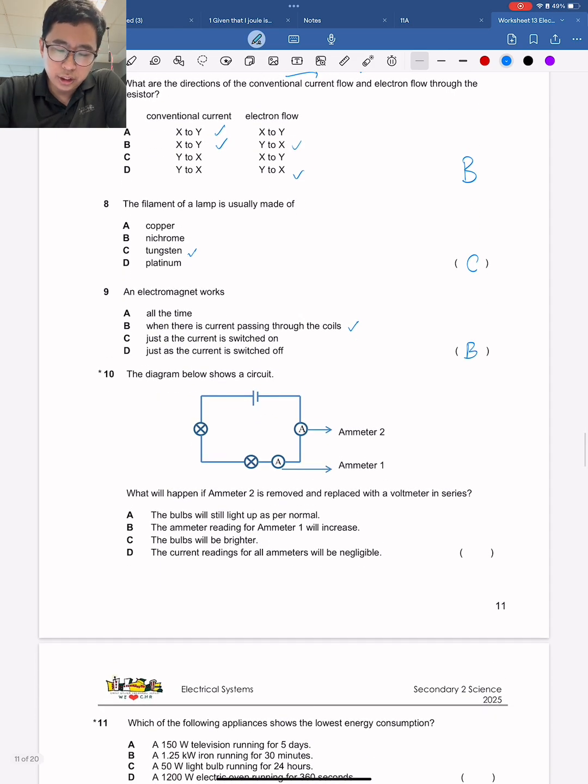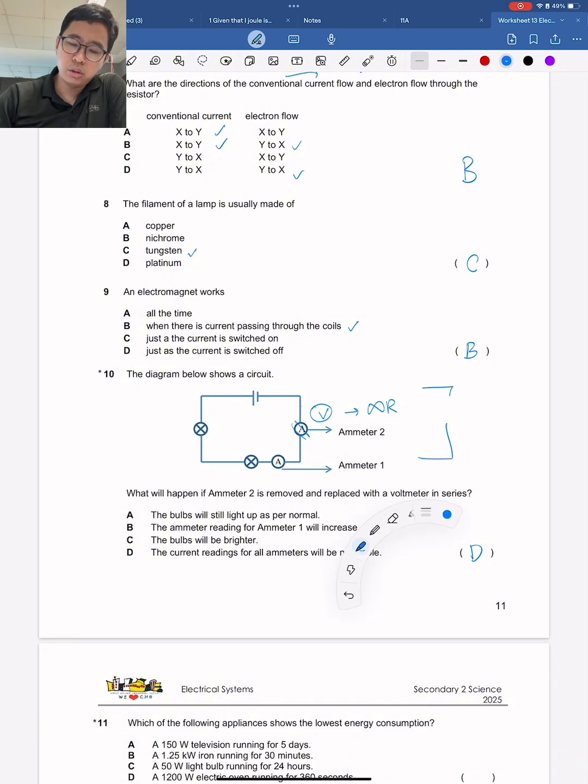The following shows a circuit. I think we just did this in the lab, so if you understand it now, then good. But what happens if you replace this with a voltmeter? The voltmeter has an infinite amount of resistance, so it becomes an open circuit. If it becomes an open circuit or close to an open circuit, the ammeter reading will be negligible. It will be close to zero.